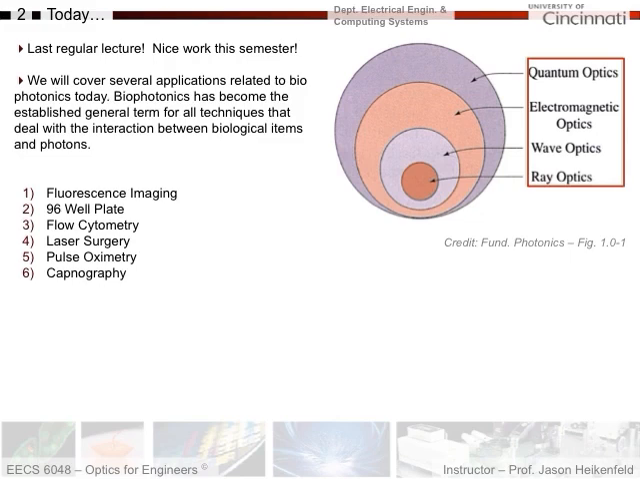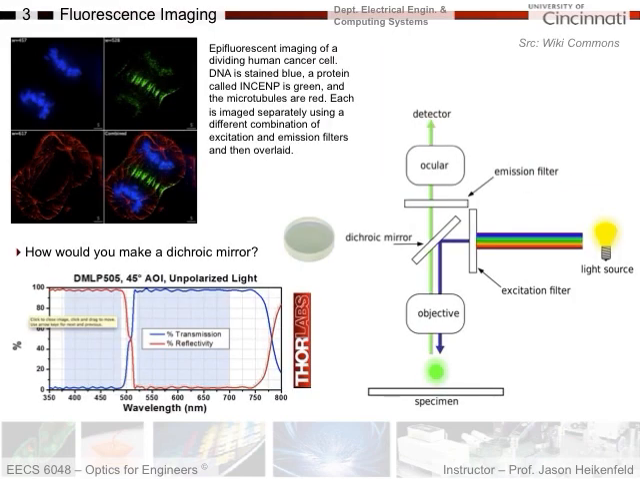And so today's stuff, again, it's biophotonics. We're going to cover all of these topics from imaging to 96 well plates, flow cytometry, laser surgery, pulse ox, and capnography. And they're going to touch on pretty much all aspects of optics as we wrap this up. So the first one is fluorescence imaging.